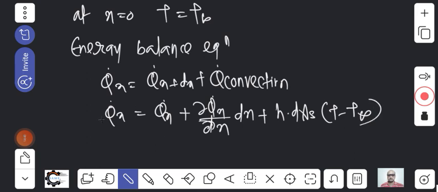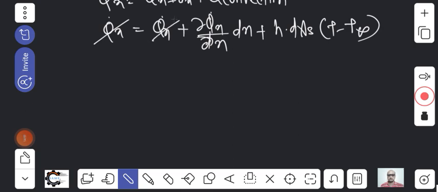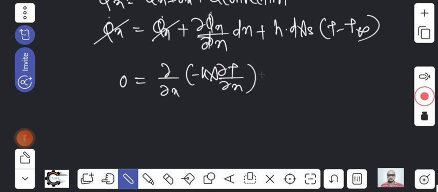Okay, see, this term and this term will get cancelled, so finally I will get the equation. So I will cancel this term and this term, so I will get 0 on the left hand side, which is equal to ∂/∂x of q_x, that is the conduction heat transfer, which is minus k dT/dx into dx, plus this heat transfer, that is h into dA_s (T minus T infinity).